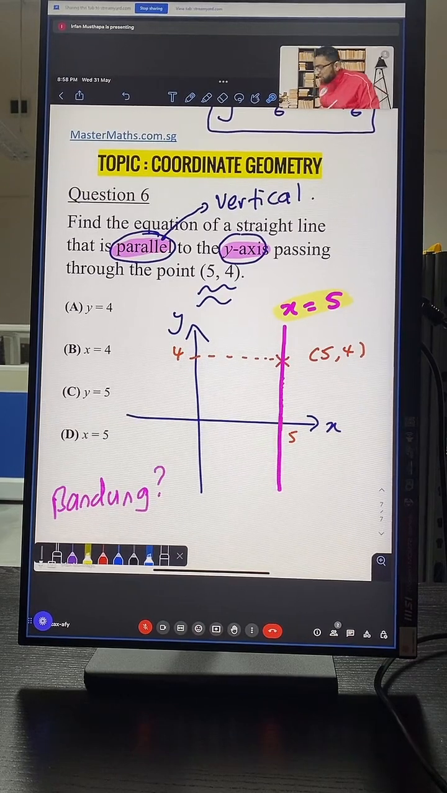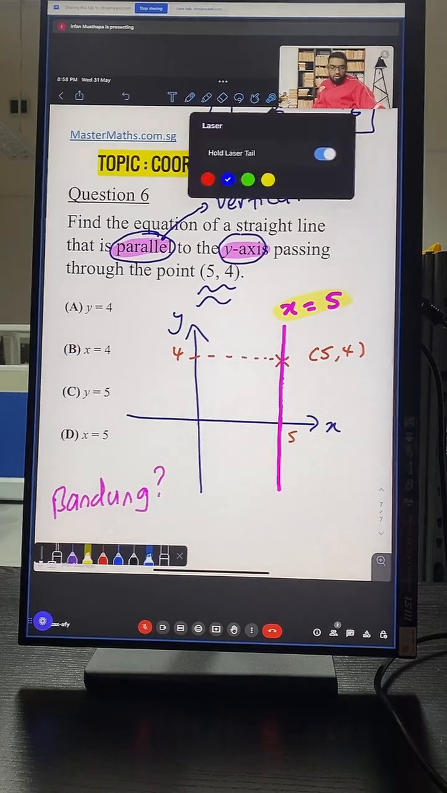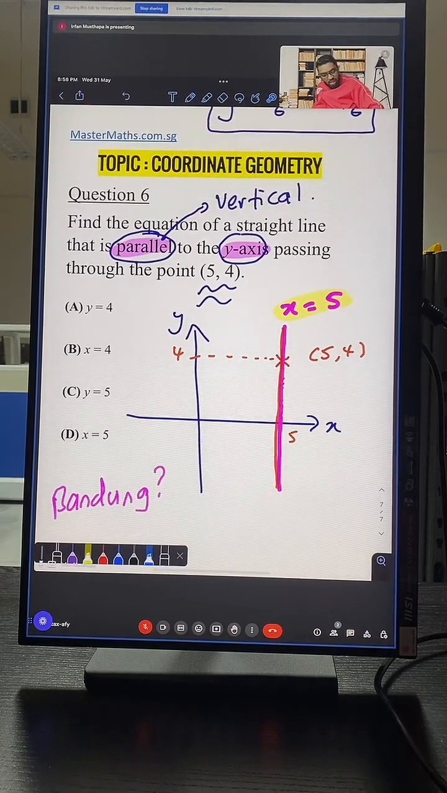Let's see. Okay, so look at the Bandung line. My friends, look at the Bandung line. It's vertical. x equals 5 for that vertical line.